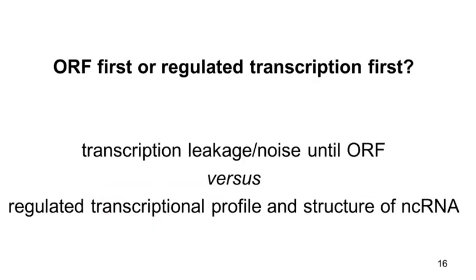Next, we asked whether the open reading frame appeared first or the regulated transcription appeared first. Here, we need to distinguish between 2 possibilities. One possibility is that the non-coding RNAs were unregulated transcription leakage or noise until the open reading frame was acquired and became regulated. Another possibility is that the non-coding RNAs already have highly regulated transcription profile and gene structure before the open reading frame originated.